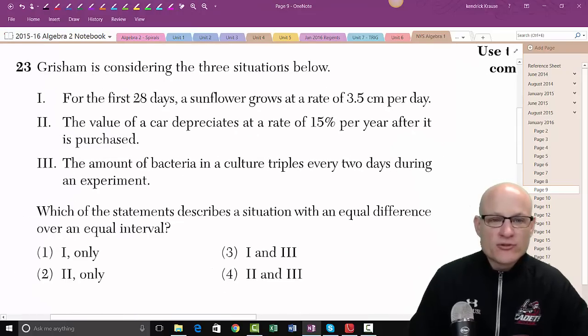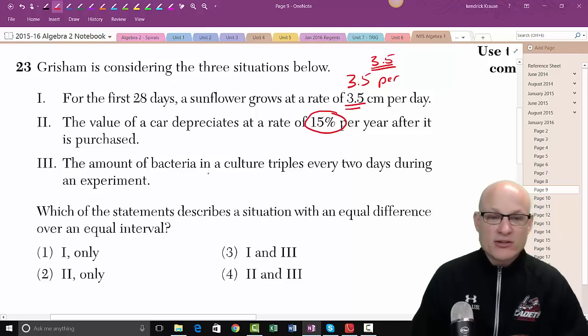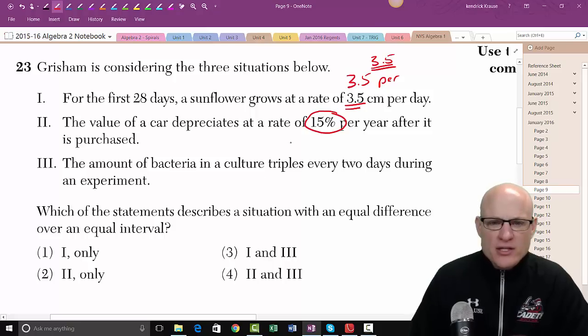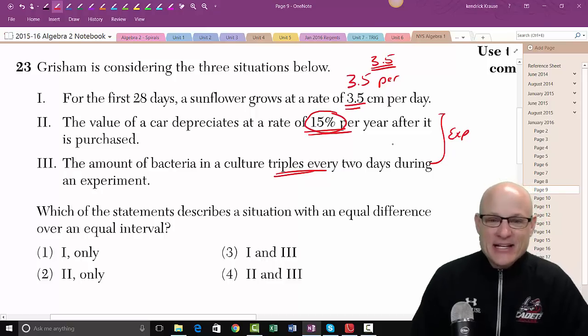Considering 3 situations. For the first 28 days, a sunflower grows at 3.5 per day. Now, per means we're going to multiply by x. The value of a car depreciates at a rate of 15%. And the amount of bacteria in a culture triples every 2 days. Triples. You should recognize from your graph that these two right here are exponential. They are not consistent. 15%.